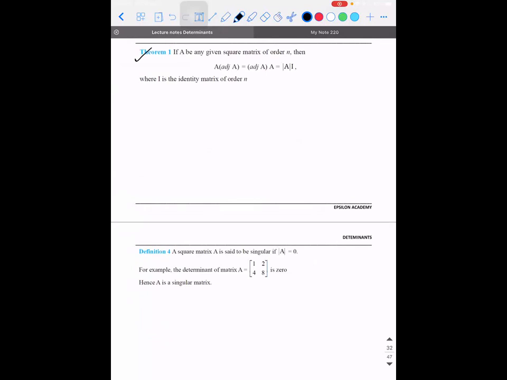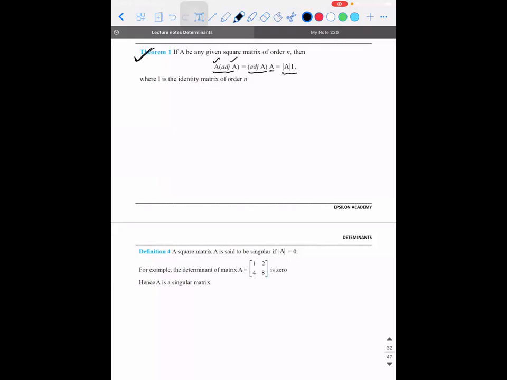So if A is any given square matrix of order n, then if you multiply the matrix with the adjoint of that matrix, it is the same as the adjoint of that matrix times A. Here we are able to do it because A is a 3 by 3 matrix, and adjoint of A is also a 3 by 3 matrix. Since both are square matrices of the same order, we can follow the commutative law also. A into adjoint of A is the same as adjoint of A into A, which is given as determinant of A times I, where I stands for what? The identity matrix.